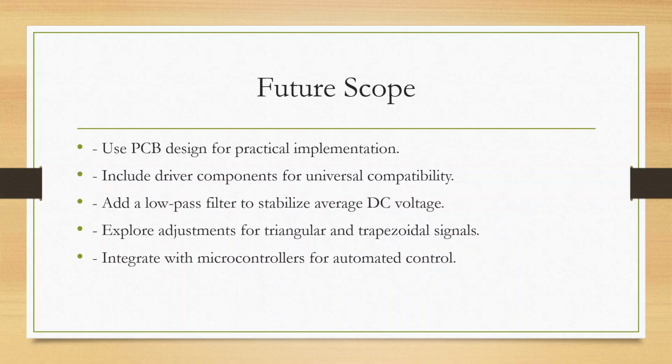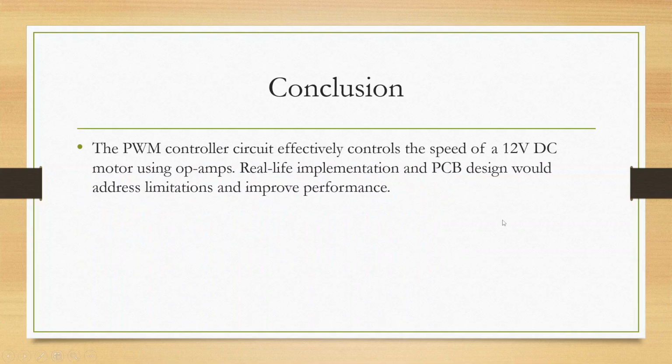We also want to make a PCB. We have already made it in Proteus, so we can make the PCB easily, and that can be used as a practical implementation. We will try to include driver components for universal compatibility and add a low pass filter to stabilize the average DC voltage, and we want to explore triangular and trapezoid signals. So the PWM controller circuit effectively controls the speed of a 12-volt DC motor using op-amps. Real-life implementation and PCB designs would address limitations and improve performance. We'll try to do that in the future.